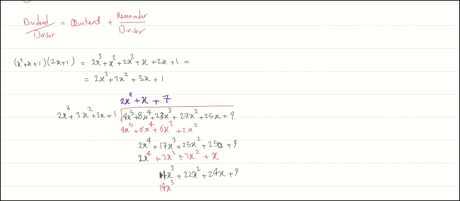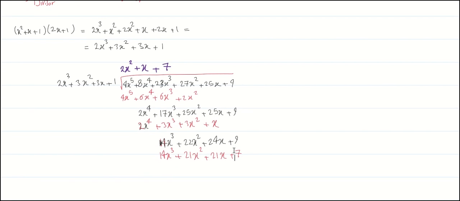7 times 3x squared would be equal to 21x squared. Then 7 times 3x would be equal to 21x. At last we have 7 as well, 7 times 1. Now just subtract the new expression from the expression on top of it. That would leave us with our final remainder, which is equal to x squared plus 3x plus 2.